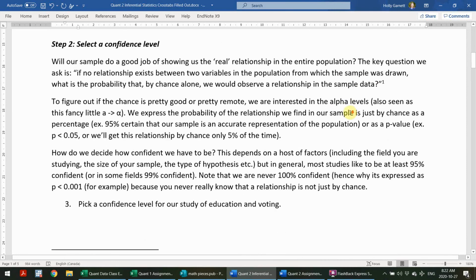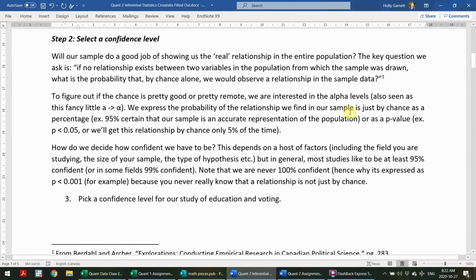So step 2, we need to select a confidence level. So essentially, will our sample do a good job of showing us the real, quote unquote, relationship in the entire population? The key question we ask is, and this is a quote, if no relationship exists between the 2 variables in the population from which the sample was drawn, what is the probability that by chance alone we would observe a relationship in the sample data? So that's really, we're trying to figure out if the chance is pretty good or pretty remote that we would observe this relationship just by chance.